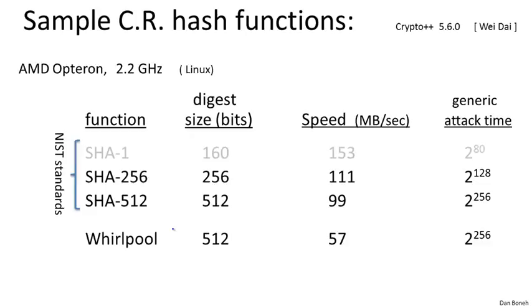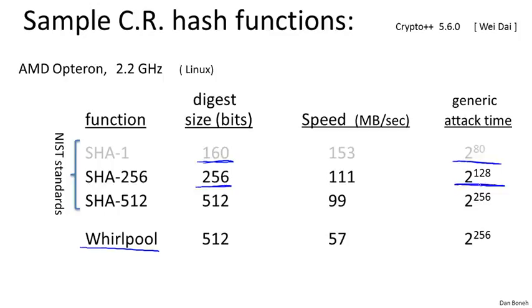So let me show you some examples. The first 3 are actually federal standards, SHA-1, SHA-256, and SHA-512. And the fourth one is an example from the designers of AES called Whirlpool. And so you can see SHA-1 outputs 160 bits, and as a result there's a generic attack on it that runs in time 2^80. SHA-256 outputs 256 bits, so the generic attack will run in time 2^128, and so on and so forth.